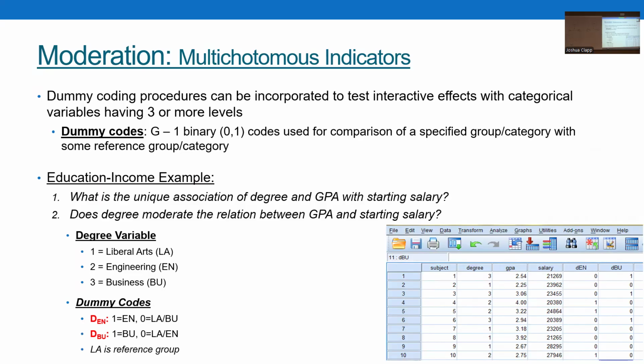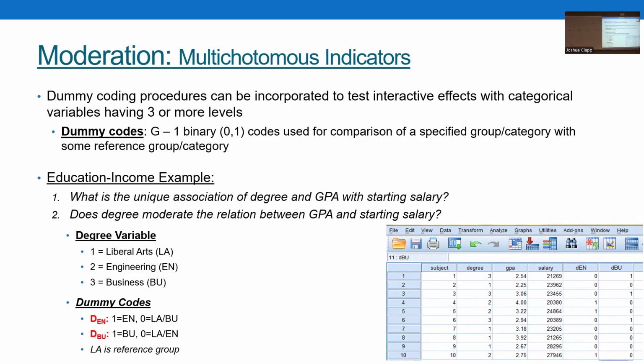And my degree variable here, I've got 1 is liberal arts, 2 engineering, 3 business, okay? This is a nominal variable. There's no sense that 1, 2, 3 is better than anything else. They're just different, okay? And I'm going to dummy code this where liberal arts is my reference group. Because I've got 3 levels to my variable, I'm going to end up with 2 dummy codes. My first dummy code is for engineering. 1 is engineering, 0 is everything else. Second dummy code for business. 1 is business, 0 is everything else.